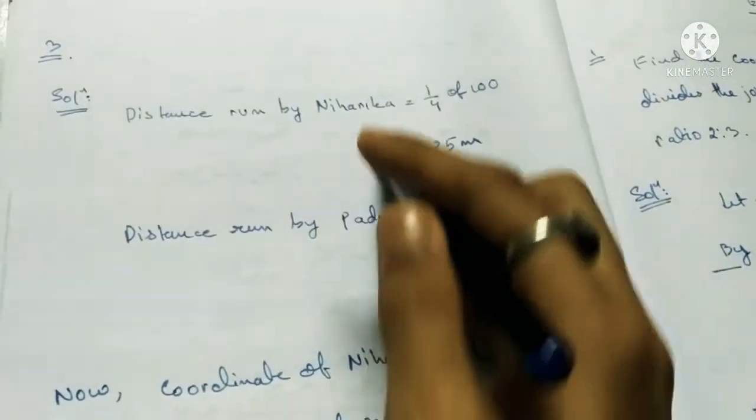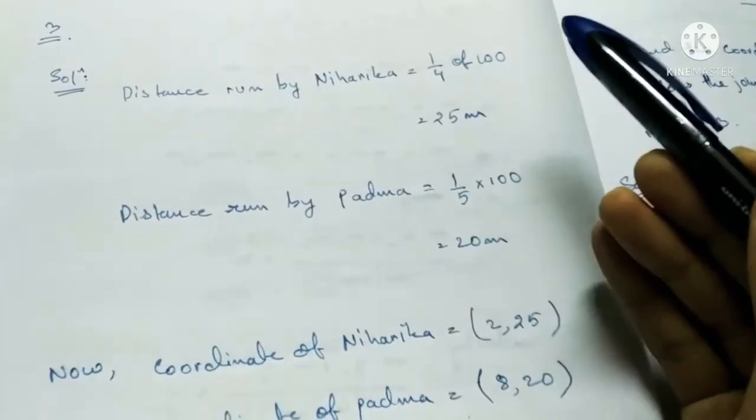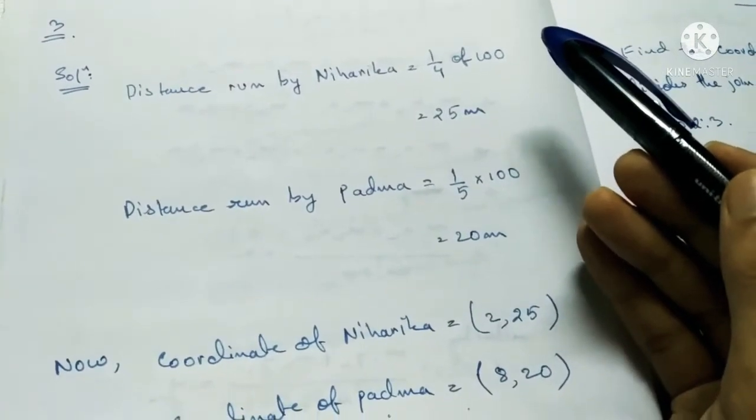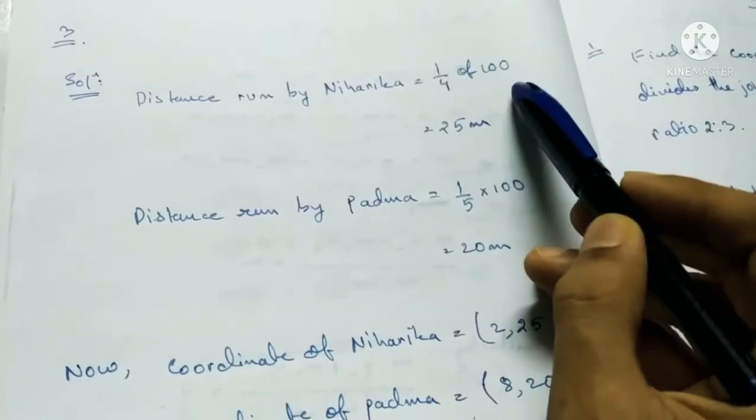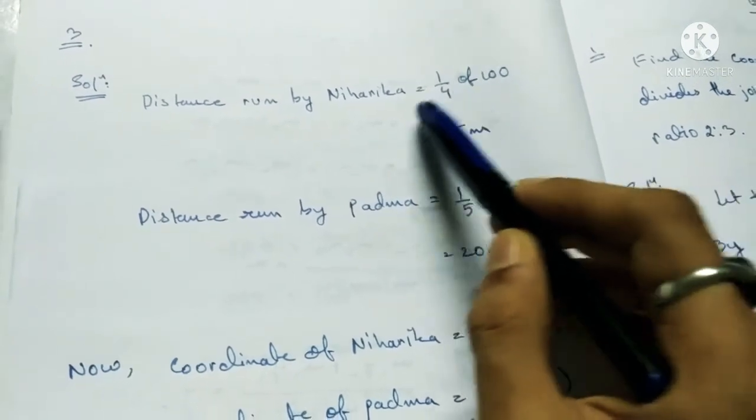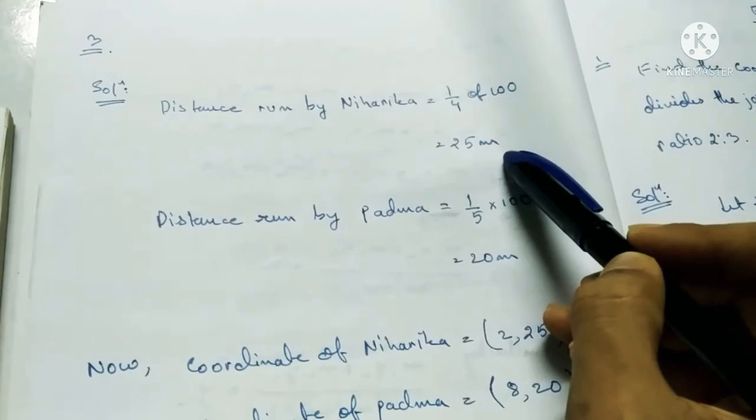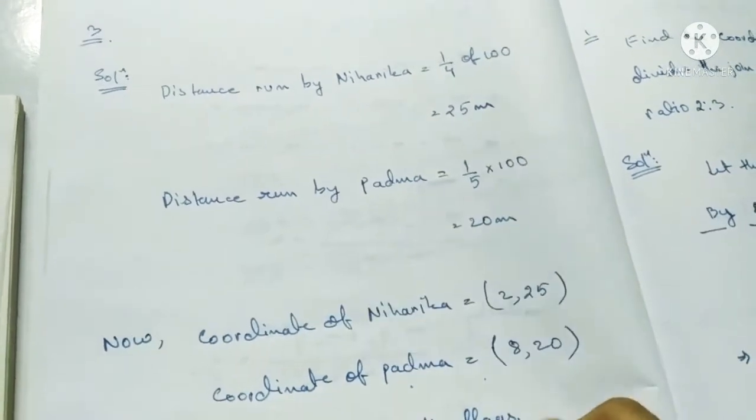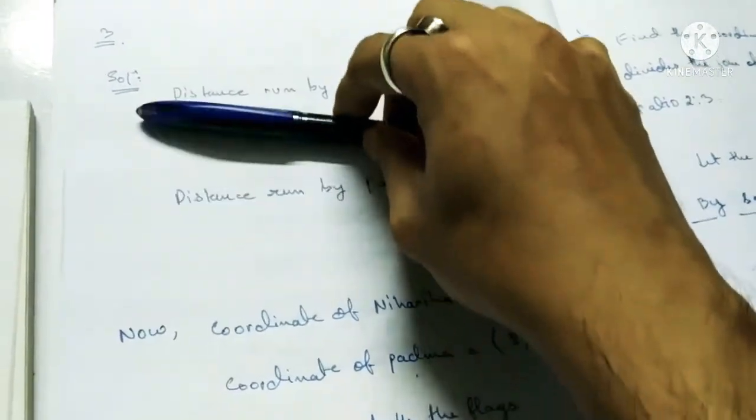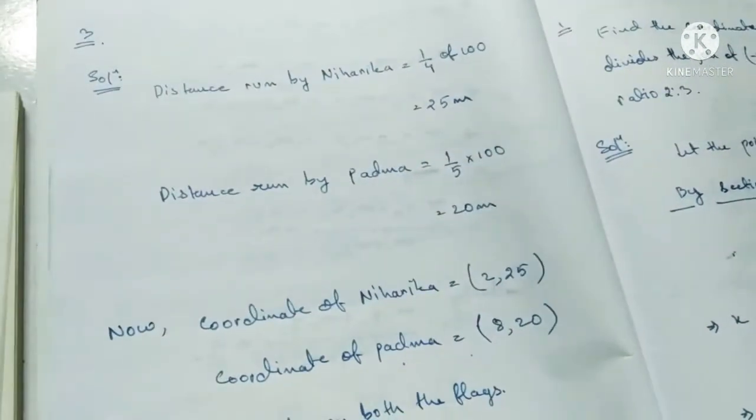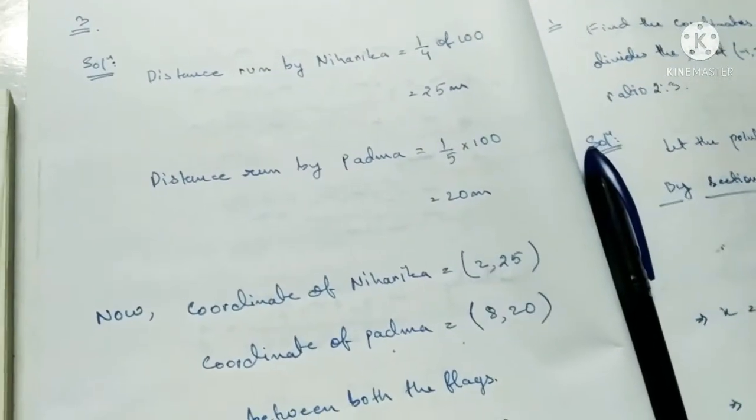So first of all, in here I will find the distance run by Niharika. How much distance did she run? She ran 1/4 of 100 meter, which is equal to 25 meter. Understand? Because in here 100 flower pots are placed at a distance of 1 meter from each other.